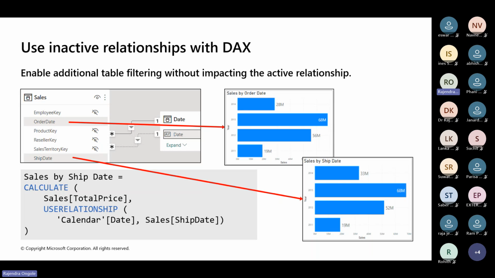If you want to see an analysis based on shipping date wise sales, you have to make use of the DAX USERELATIONSHIP function in the filter context, and call those columns. You have to bring the inactive relationship, and you have to specify the columns as well: date table date column, comma, sales table ship date column. You can see the difference between order date wise sales and ship date wise total sales.